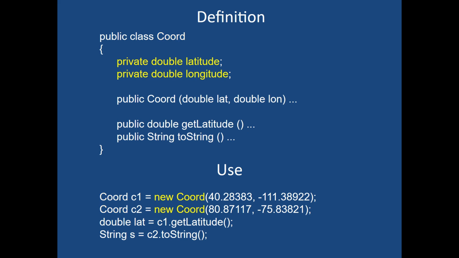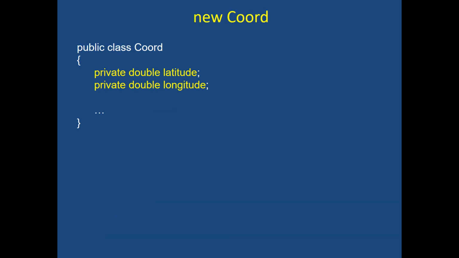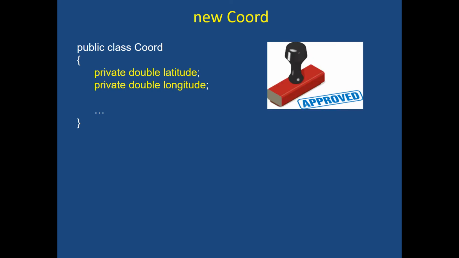Okay, we'll see that those instance variables have something to do with new. And we have seen that the constructor, well, this is showing you the same thing. The instance variables that I've highlighted there become important when you create a new coord object. We'll see what that means. And here's what it means.